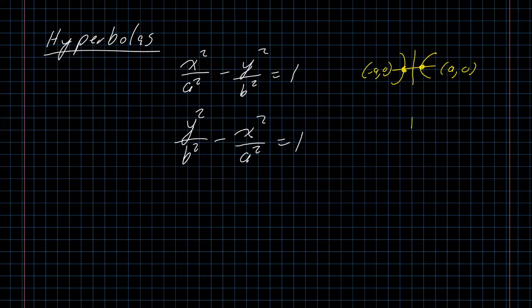And then the second one is going to be a hyperbola that opens upward and downward. And here, those extents are going to be the points (0, b) and the opposite of (0, b).